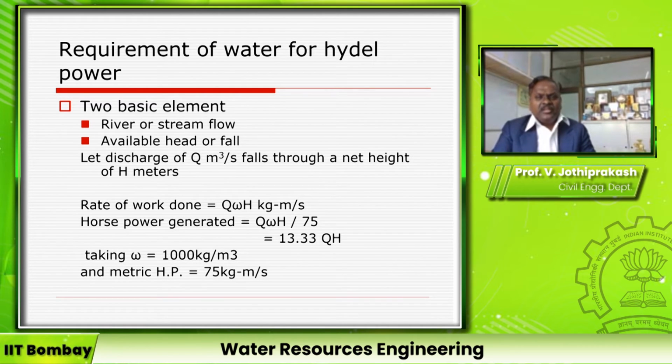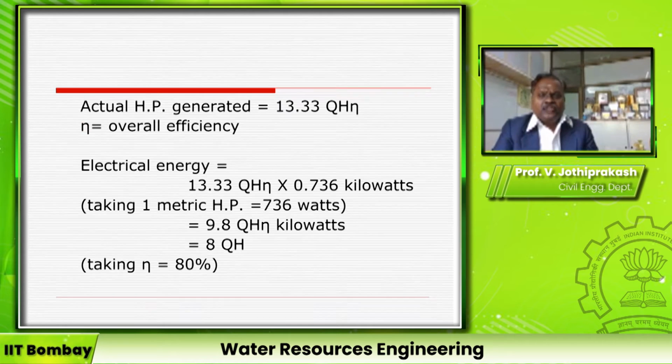So the horsepower generated is QWH by 75. Right? This is simple, straightforward, which you might have studied in your hydraulics engineering. Then there is an efficiency of the pumps also. Not all pumps will work at 100% efficiency. So including the efficiency, the electrical energy generated is the horsepower generated times efficiency.